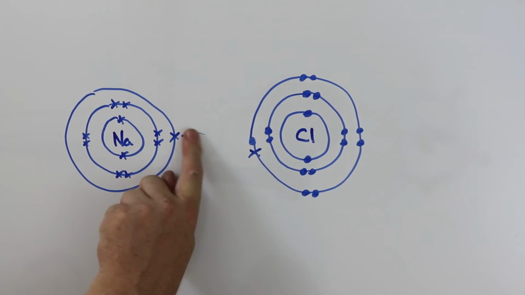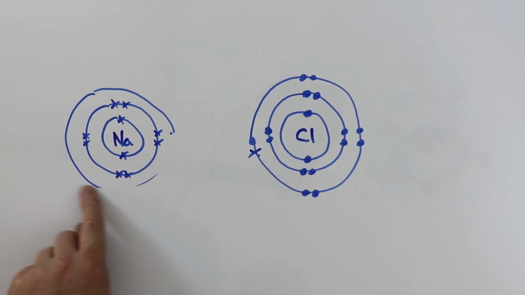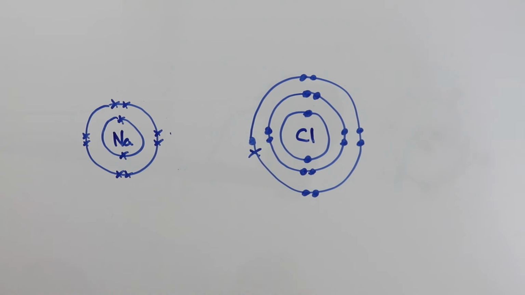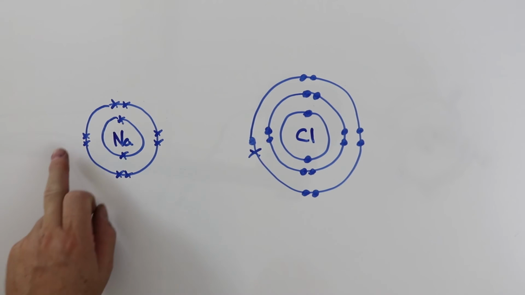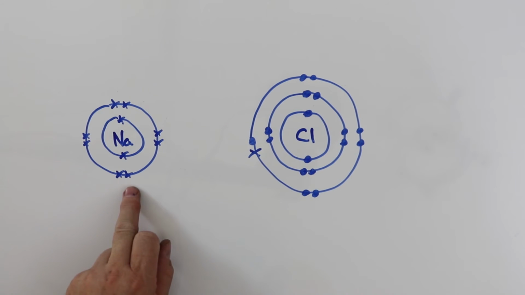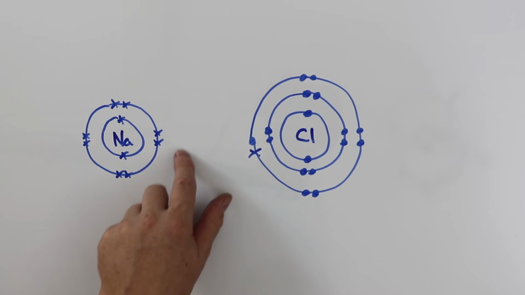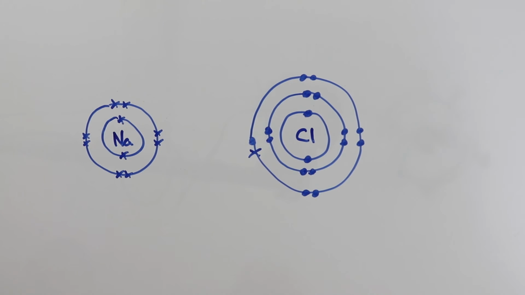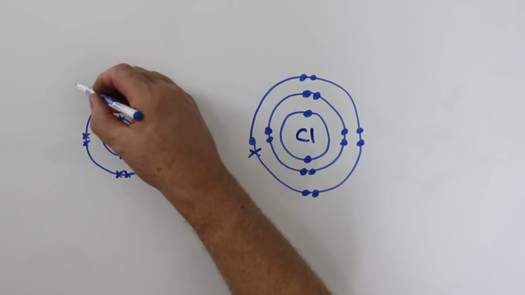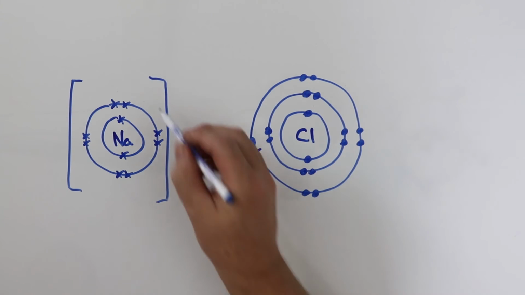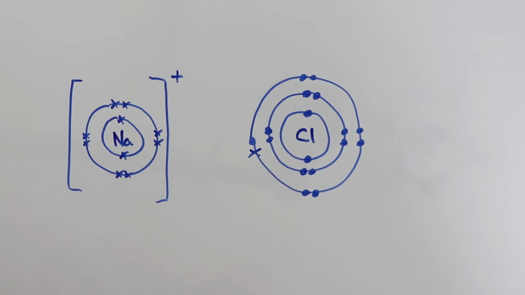So let's remove this shell here to see the structure of the sodium. The sodium now has a full shell. It has 8 electrons in its outer layer. 8 electrons in its outer layer means that it's lost 1 electron, so it is slightly positive. So we draw this by drawing square brackets around it and putting a plus sign.